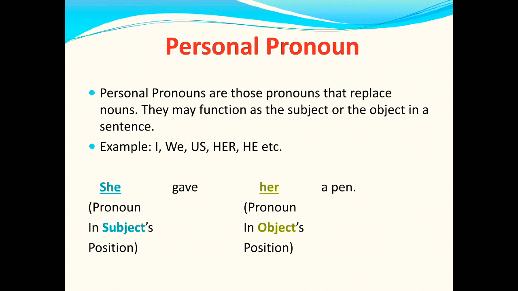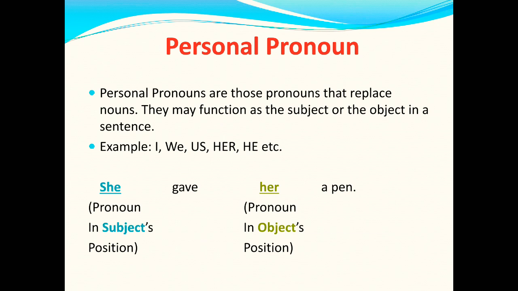Personal pronoun. Personal pronouns are those pronouns that replace nouns. They may function as the subject or the object in a sentence. For example, I, we, us, her, he, etc.